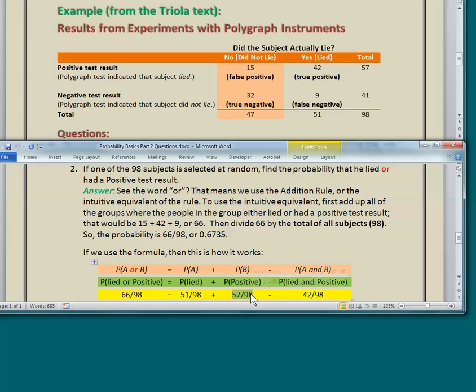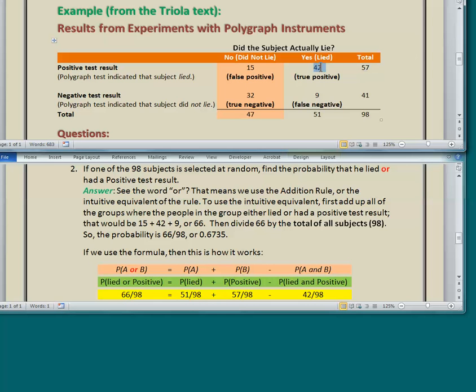So there is that. But if you'll notice what we've done, let's focus on this for a second. The 51 out of 98, the probability that they lied, includes this 42 and this 9. Keep those in mind. The 42 and 9 are included in this 51. Well, now let's look at the 57. That 57 includes 15 right there, but it also includes the 42.